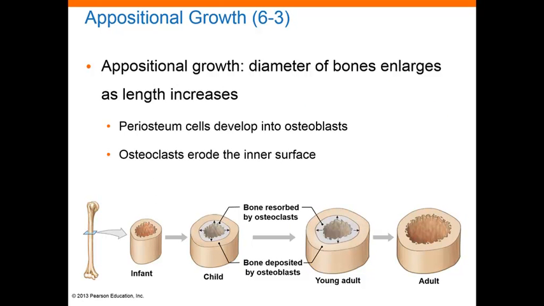Enlargement in the diameter of bones occurs as it's growing in length, a process that's called appositional growth. So the periosteum cells will develop into osteoblasts, and they'll produce more matrix on the outer surface of the bone. At the same time, osteoclasts erode the inner surface, and this will enlarge the marrow cavity.